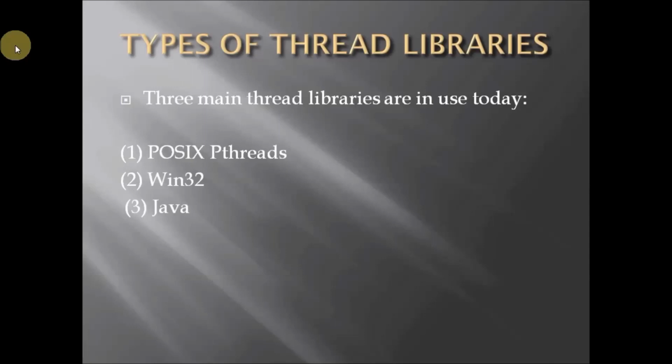Three types of thread libraries are there here: POSIX, that is Pthreads, Windows 32, and Java. These are the POSIX Pthread library, the Windows 32 library, and the Java thread library, right? POSIX is mainly used to create threads in Unix operating systems, Linux. The Windows 32 thread library is mainly used in Windows systems. So for different purposes, we have different thread libraries. The Java thread library is mainly used to create threads in Java programming. Now we will see each thread library in detail.